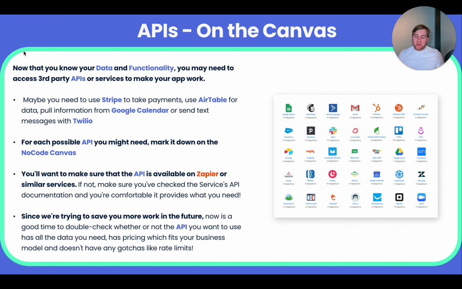And then it's worth thinking about, if you have picked an API, first of all, how are you going to use it? Is it on Zapier? If not, is it on Zapier competitors like Integromat or N8N.io? If not, have you had a look at the API documentation?